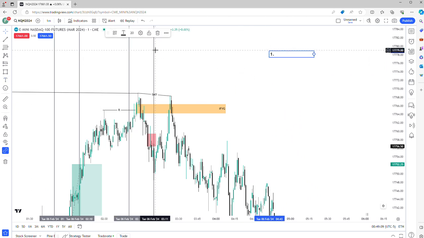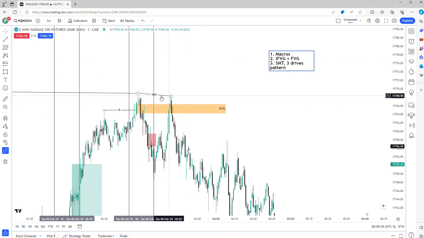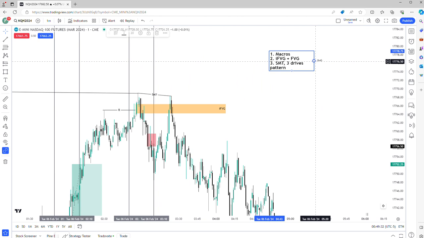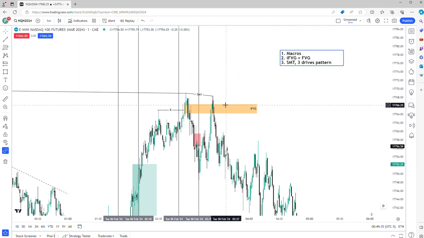And this is why I use macros. That's like the foundation to my model. Macros is the first thing that I use, macros being time. I use inversion fair value gaps and fair value gaps. And then if I see things like SMT or the 3 drives pattern, or other things that might not require a raid on liquidity, then I keep that in mind too. So 3 drives is another reason why you might not need to raid a swing high or swing low.